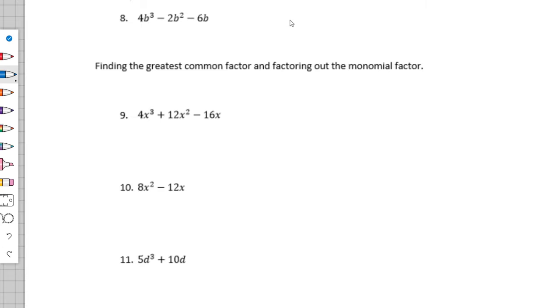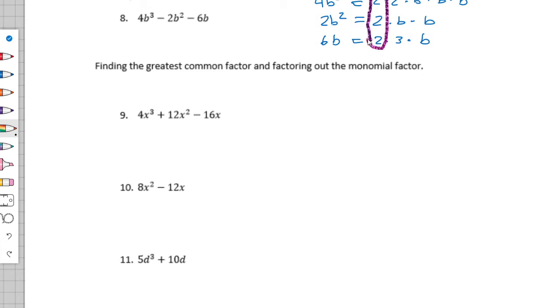Alright, I'm going to write my terms over here. So we got 4b cubed, 2b squared, and 6b. So we have 2 times 2 times b times b times b, 2 times b times b, and then we have 2 times 3 times b. So what's alike? Well, we got 2's in all of them, and we have a b in all of them.